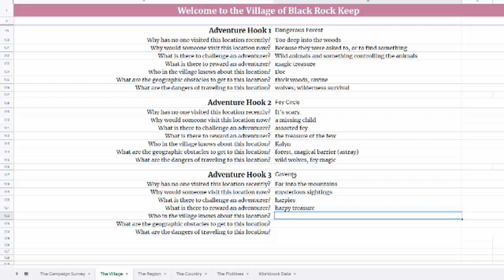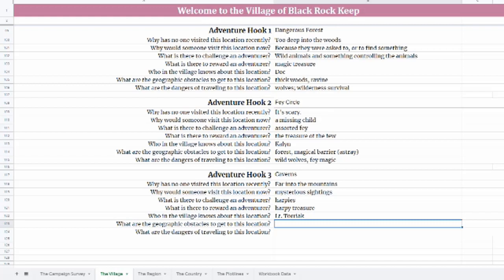Who in the village knows about this location? This will be good to get the players in conversation with Lieutenant Toriak. So that's the NPC who knows the most about it. Maybe he's the one who collected the reports about the sightings in the wilderness.